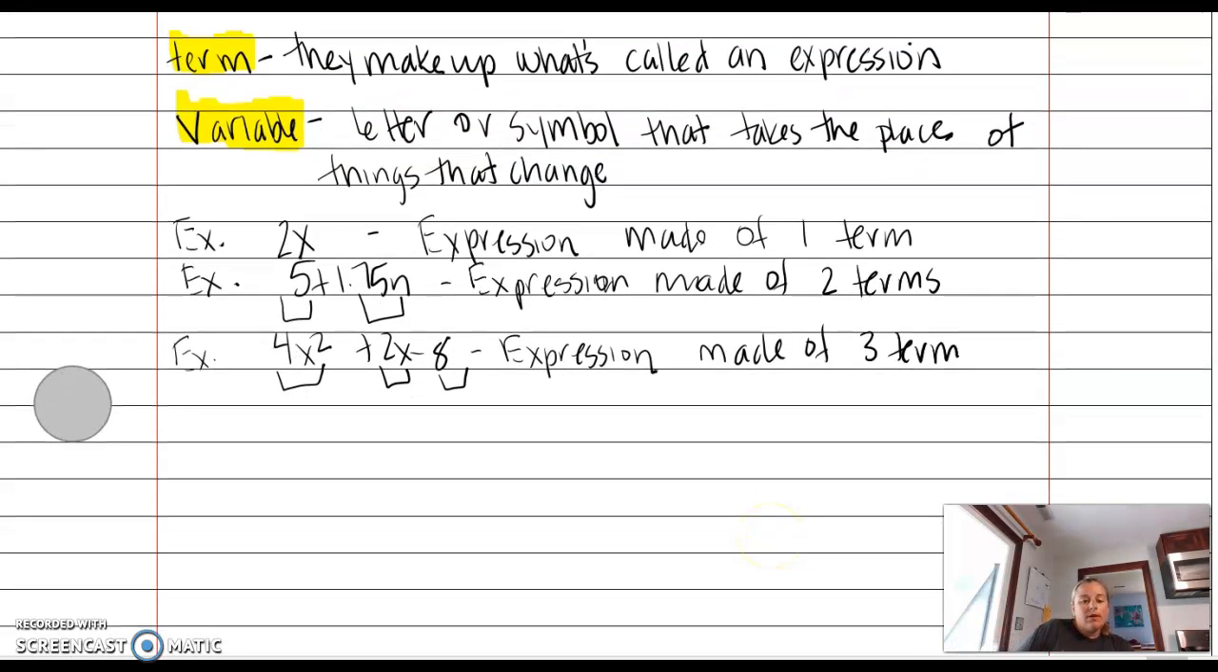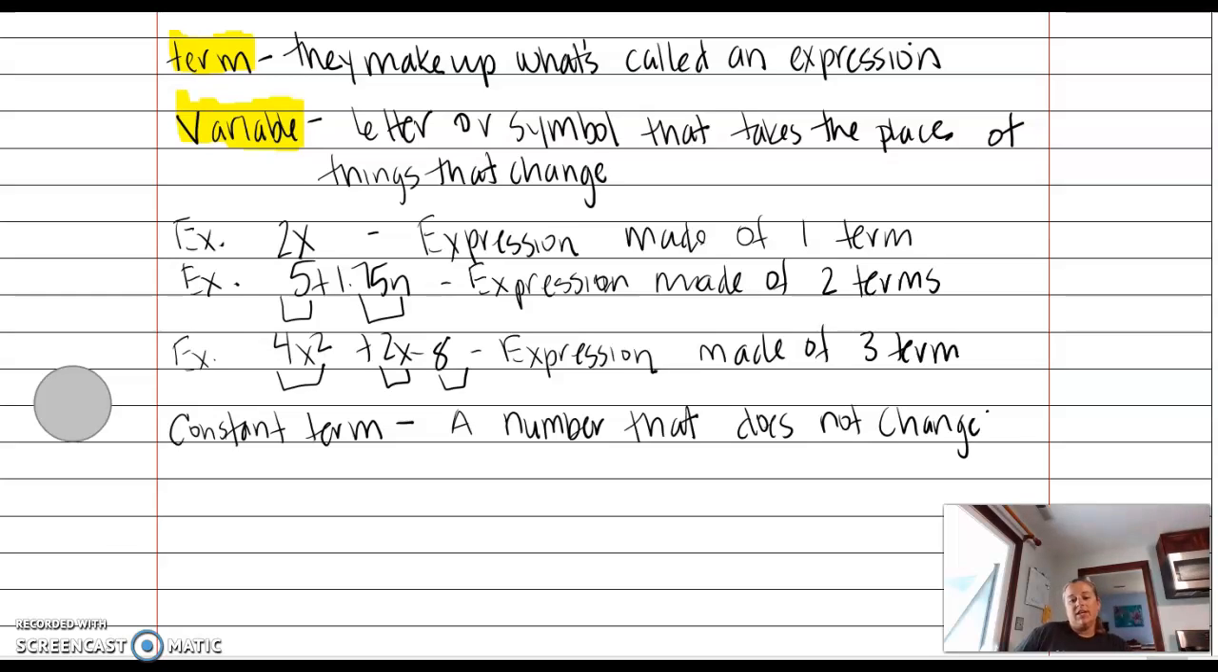Okay, next one I want to talk about is a constant term. It's a number that does not change. It's constant, meaning it does not have a variable. Highlight that.